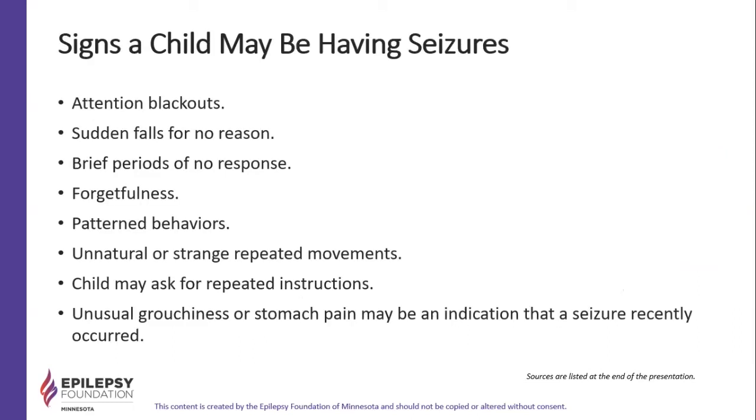Just some general signs that a child might be having seizures, to kind of wrap all of what we just talked about into some of these symptoms and signs. Attention blackouts, if they suddenly fall a lot for no reason. Forgetfulness, any patterns to their behaviors or to their movements, or all of a sudden a very odd, unprovoked, repeated movement. If you have a child that seems to stare off and is saying, hey, what did you say? Or asking you to repeat yourself.